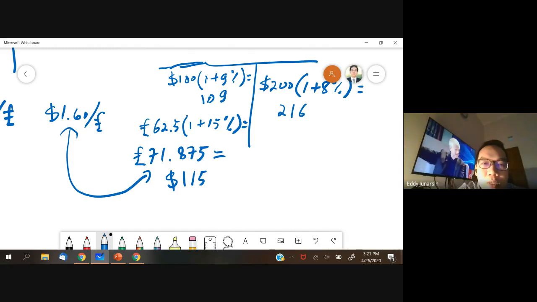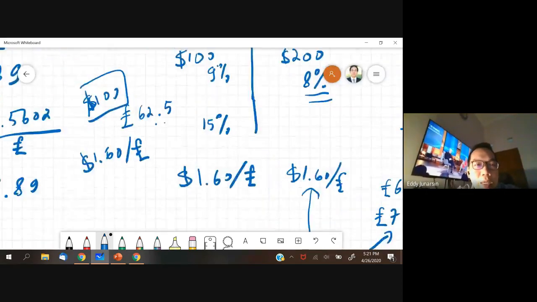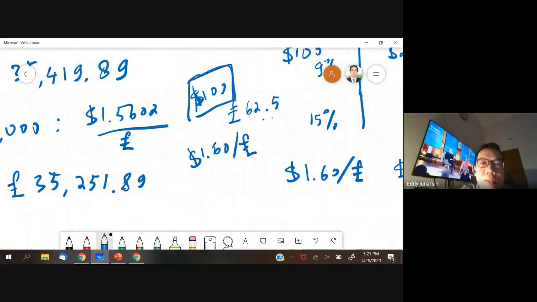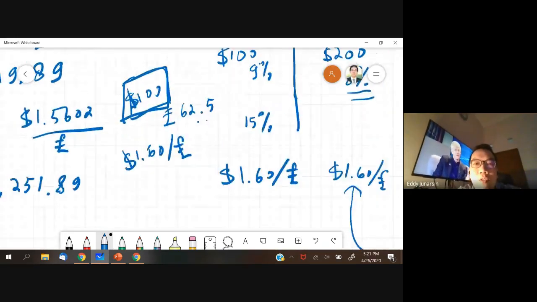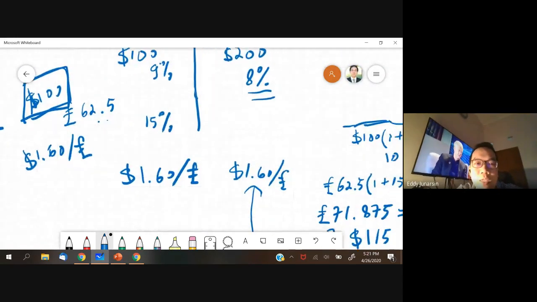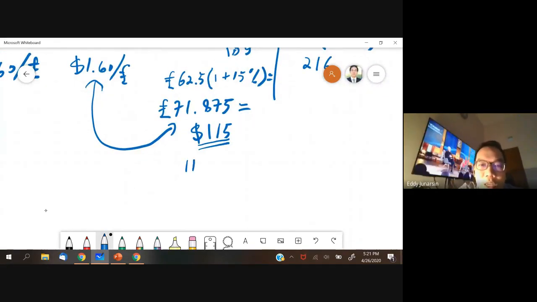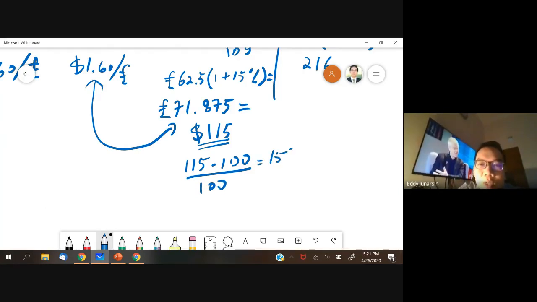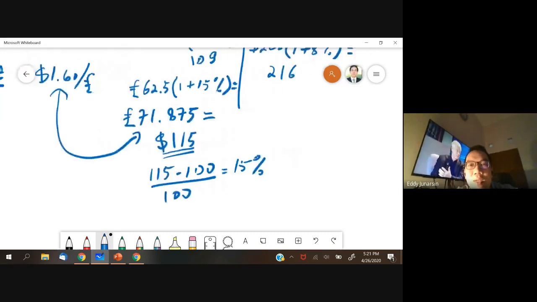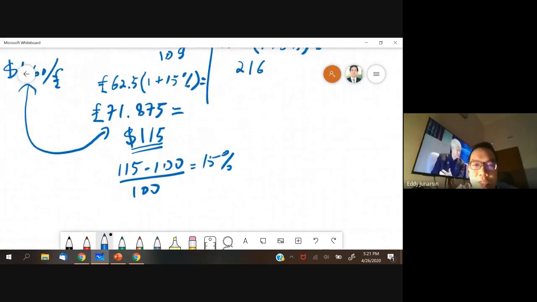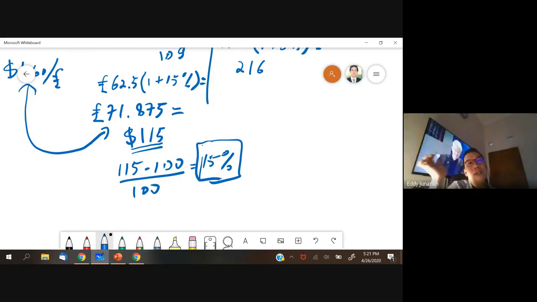So you see, 62.5 million pounds was 100 million at the beginning. It converted into 62.5 million pounds 1 year previously. So now your money is 115. So obviously, how much return is that? 115 minus 100 divided by 100. So you get 15%. This is exactly the level of return that has been expected, because nothing has changed.